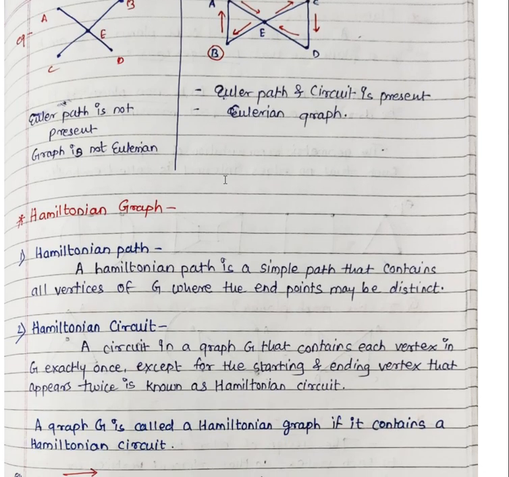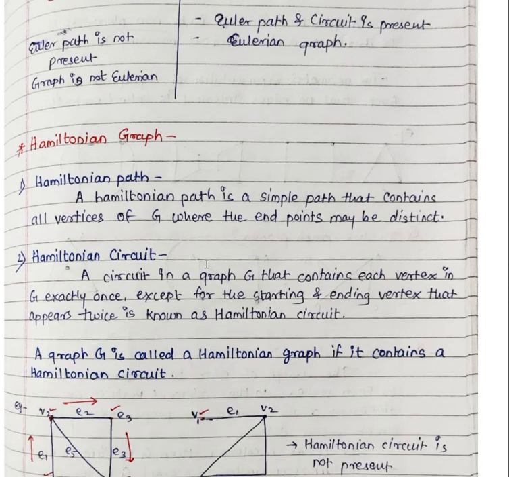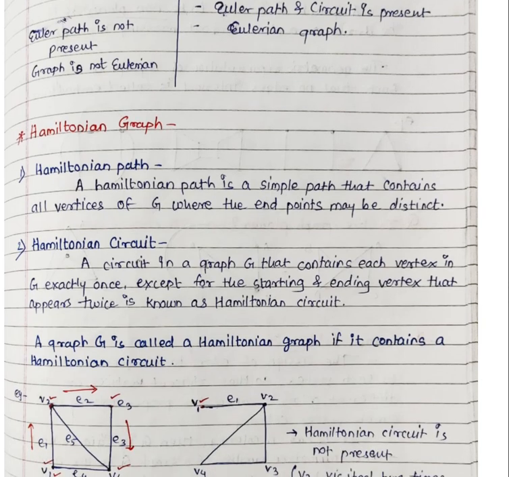The next point is Hamiltonian graph. First, we will see Hamiltonian path. A Hamiltonian path is a simple path that contains all vertices of G, where the endpoints may be distinct. A Hamiltonian circuit is a circuit in a graph G that contains each vertex in G exactly once, except for the starting and the ending vertex that appear twice.